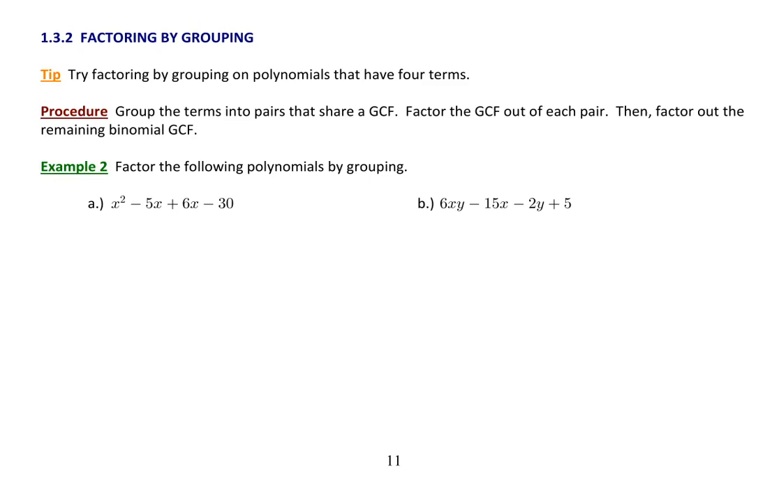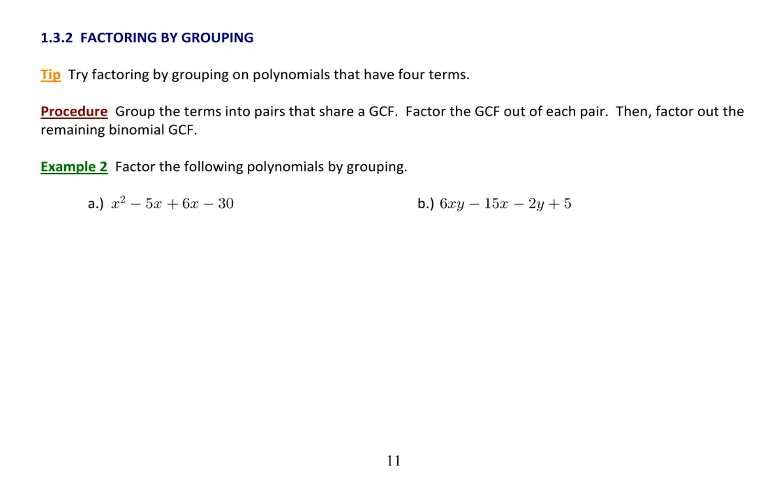Now remember, anytime you attempt factoring a polynomial, inspect all of the terms to see if there's a universal greatest common factor. If so, you can extract it. If not, and the polynomial has 4 terms, then factoring by grouping may work.